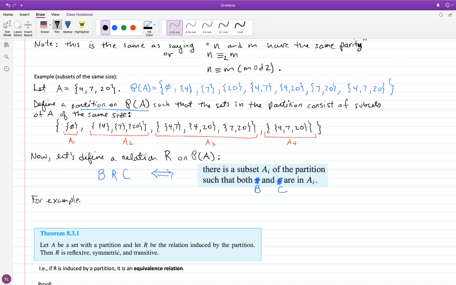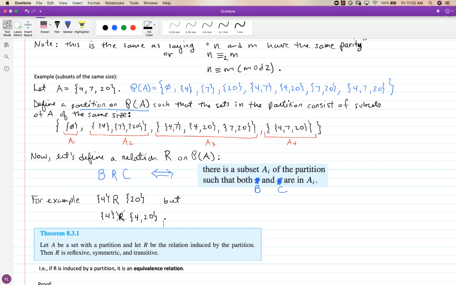Just to work through a couple examples of subsets of A, singleton 4 is related to singleton 20 because they both have size 1 and they both are in the member A2. But singleton 4 is not related to 420 because they're not in the same partition member.